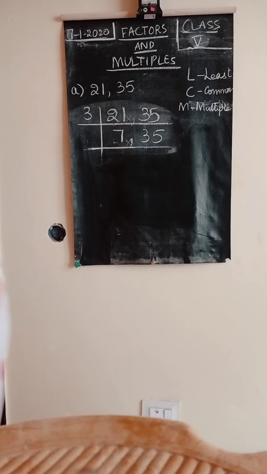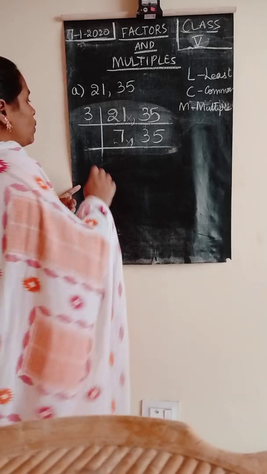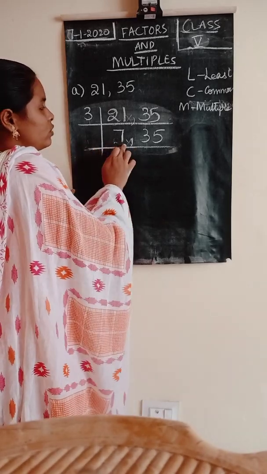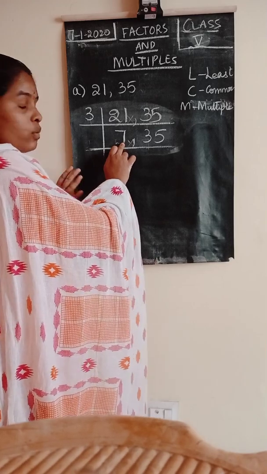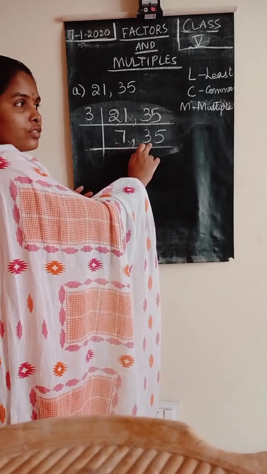So what is the next prime number? Next prime number is 5, correct? So 7 goes in 5 table? No. 35 goes in 5 table? Yes. 5 sevens are 35.